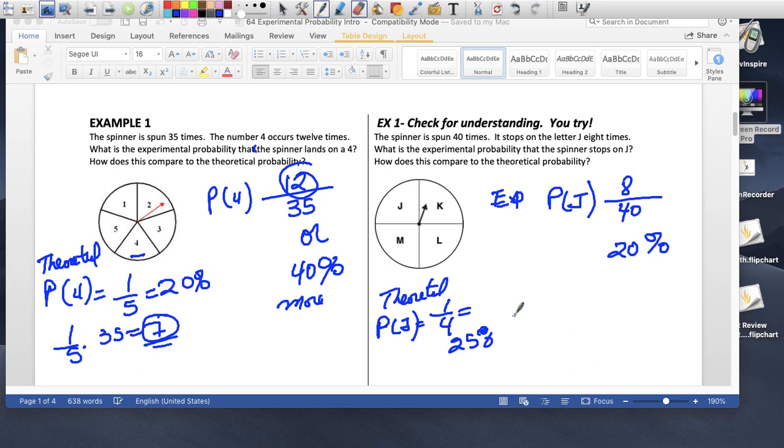So if we use our theoretical to predict, we have 1/4. And how many times are we going to spin? So this is before the experiment, 1/4 times 40 is 10 times. So we were expecting 10 times. And how many times did it land on J? It landed 8. How many less? 2 less.